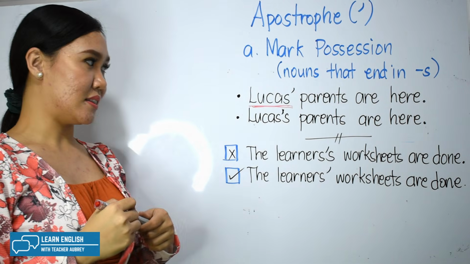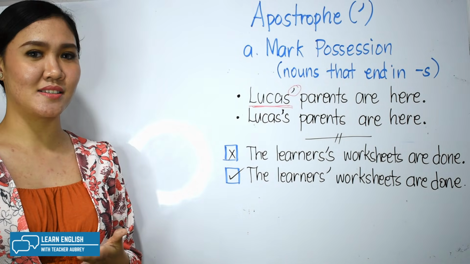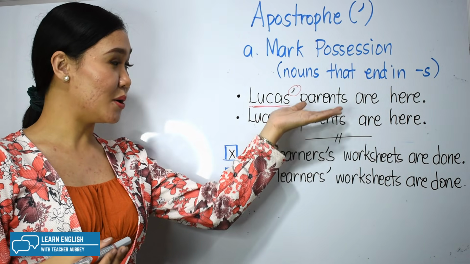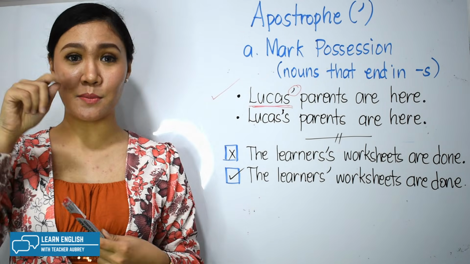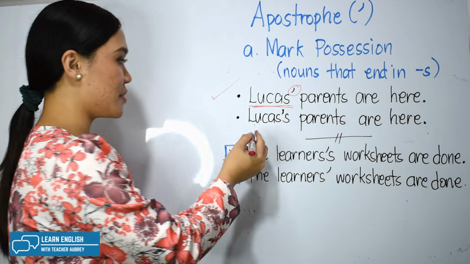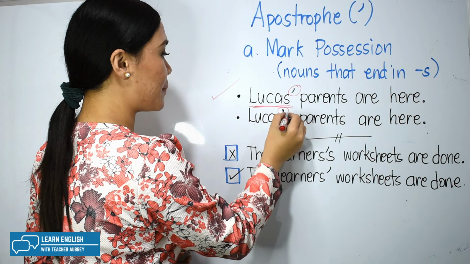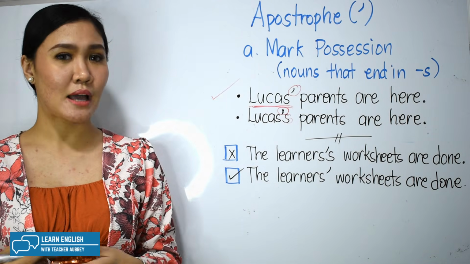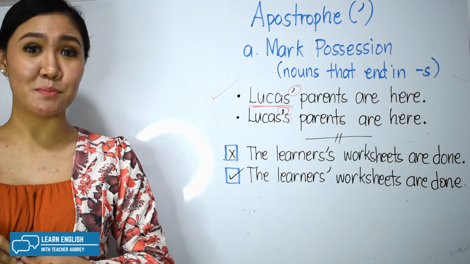Dito sa unang pangungusap natin, naglagay lang tayo ng apostrophe. Lucas' parents. And if you will read that, that will convey na yung magulang na yon ay magulang ni Lucas. Tama yan, kung ganyan ang gagawin natin, kung maglalagay lang tayo ng apostrophe after the noun that ends in letter S. Pero, let's take a look at these. Lucas's parents are here. Kung ang idadagdag natin ay apostrophe at S sa isang noun na nagtatapos sa letter S, tama ba yan or mali? That's still correct. Tama pa rin po yan.